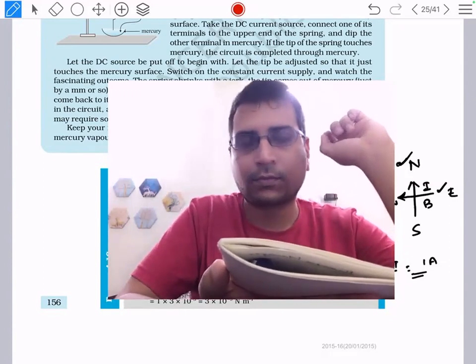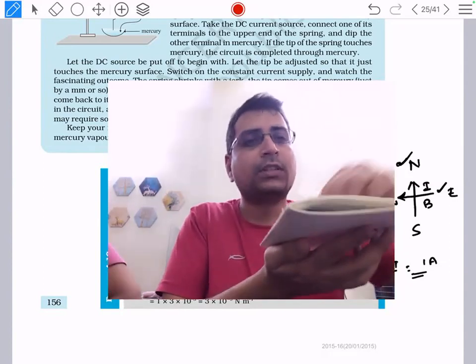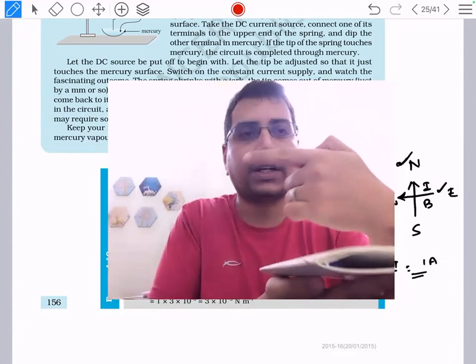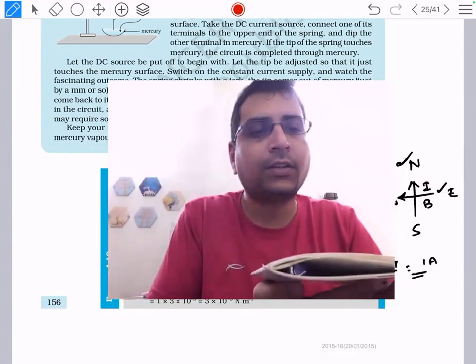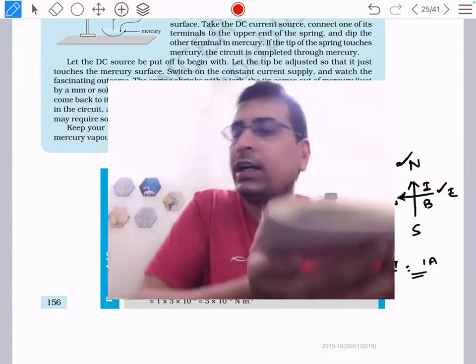Okay, sir. So this is the direction of the magnetic field, this is the direction of current, right? So in this case, the magnetic field and current are in which directions?